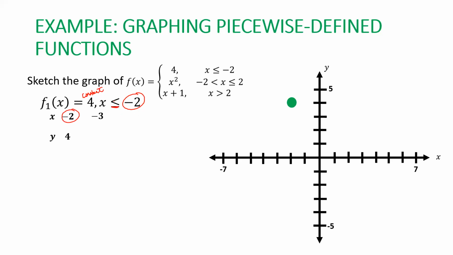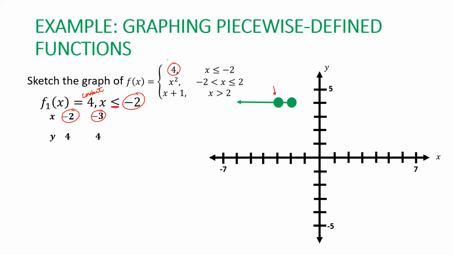And then we can use another value of x that is lesser than negative 2, which is negative 3. Since this is a constant function, the value of y is still 4. So plotting that ordered pair, we get this second green point, and connecting these two green points by a horizontal line, that's the graph of the first subfunction.